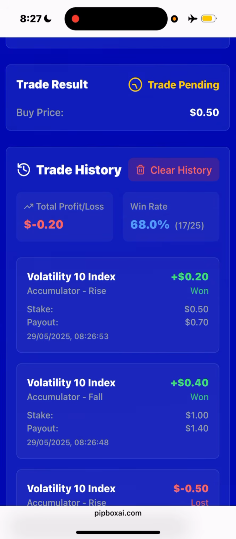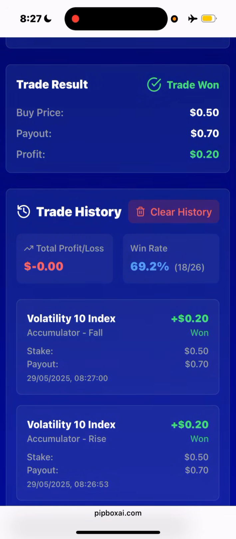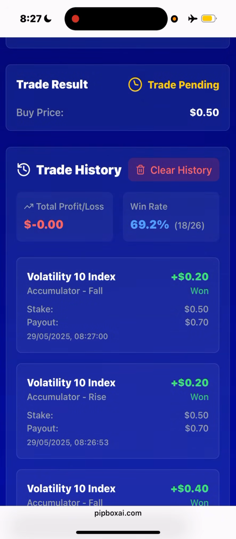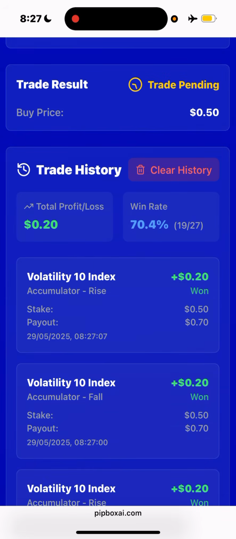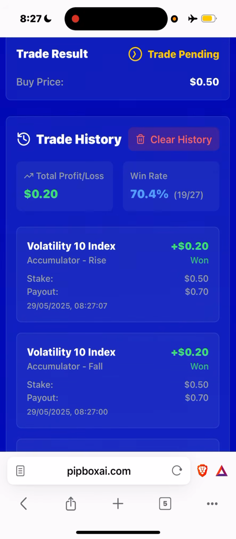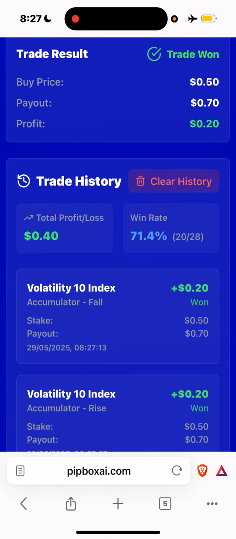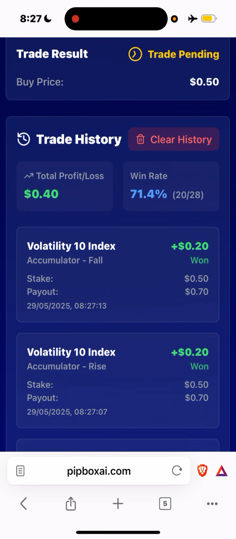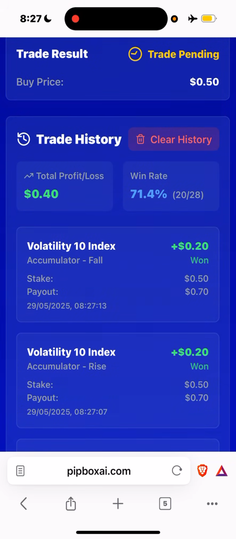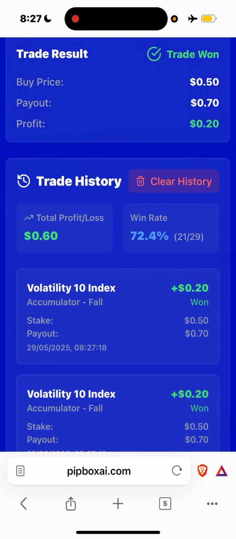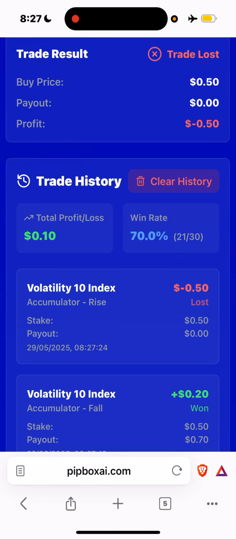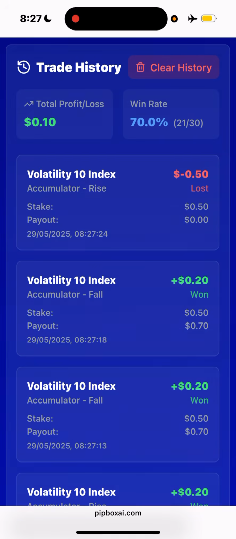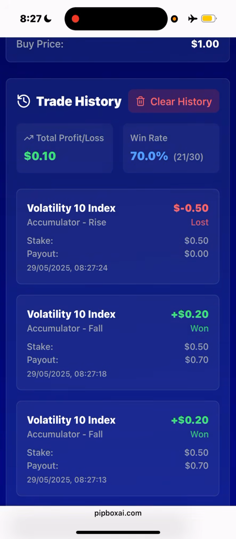Win rate is going up, 68.0. We have 17 trades, 18 trades. And boom, we're back in profits. Our win rate is at a whopping 71%, and we're still targeting the 1 USD mark. We're remaining with 0.40 to hit. Okay, we have another loss.